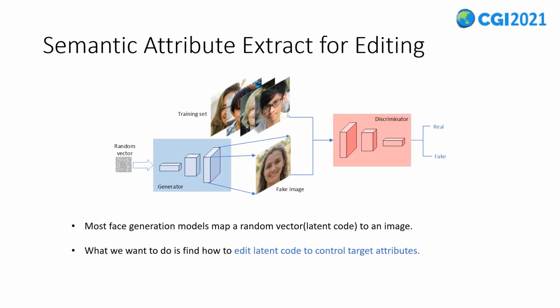As you can see, this is the structure of a generative adversarial network. Maybe you don't clearly know how it works, but it is not important. The point is many researchers train this model by adversarial laws to synthesize high-quality face images. We need to use the blue part, which maps a random vector to a face image. In this way, what we want to do is edit this latent code to control the target attributes of the output.